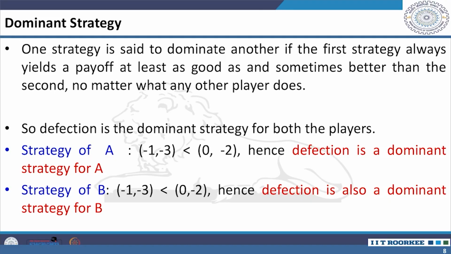He will obviously prefer to defect, not to cooperate. And as far as the strategies of B are concerned, we can take the payoffs. So, what are we finding? We are finding -1, -3 and 0, -2 in this case. Analyzing the same thing in the same manner, we find that defection is also a dominant strategy for B.